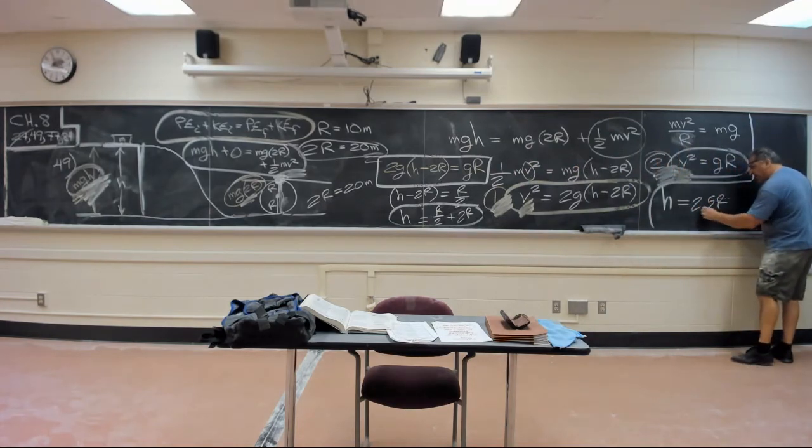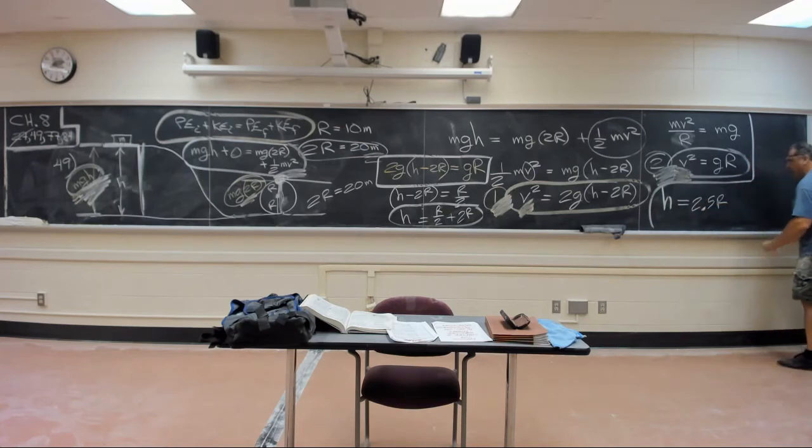2.5R, they just told us R was 10 meters earlier, right? At the beginning of the whole show, they told us that. 2.5 times 10 is 25 meters. This has got to be 25 meters tall, assuming a frictionless environment.